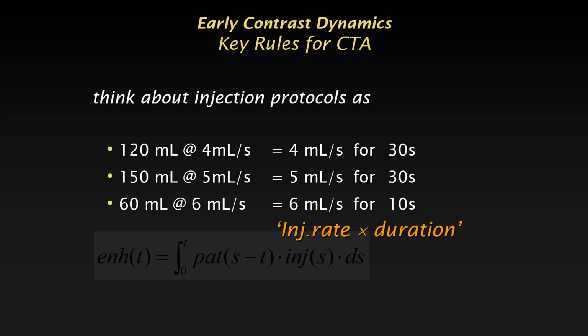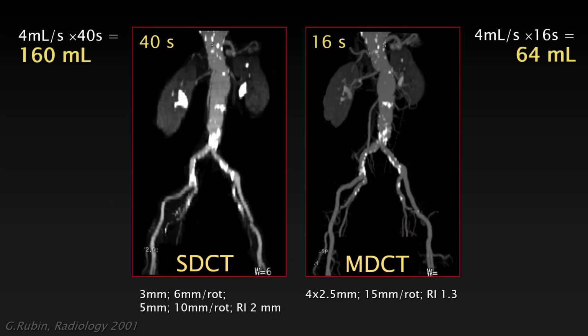And if you have 60 cc's at an injection rate of 6 cc's per second, it will give you very bright arterial enhancement, but the enhancement will only be available for maybe 10 seconds. So if you have a scan time for a CTA that is 15 seconds, then this protocol will not be very successful, because you only have really good enhancement for 10 seconds. So that's really the key to understanding how the enhancement works.